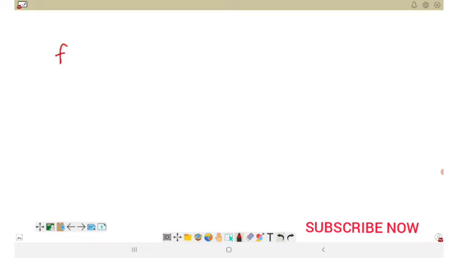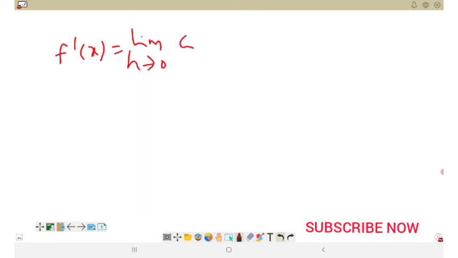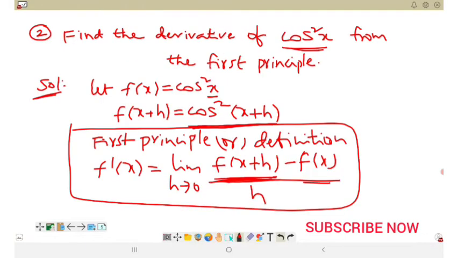So f dash of x equals limit h tends to 0. f of x plus h equals cos square of x plus h, minus f of x equals cos square x.